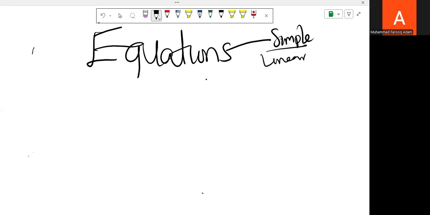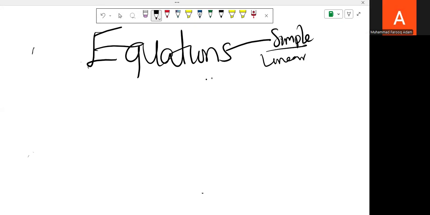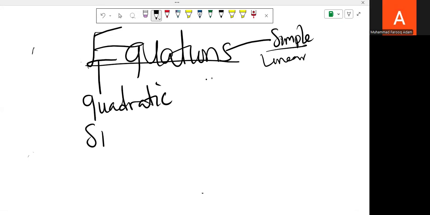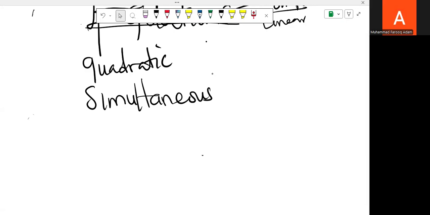I also want to tell you that we have different types of equation. We have the simple or linear equation. We also have quadratic equation, and we have simultaneous equation. But in today's class, we're going to be discussing what we discussed earlier, then continue on it.